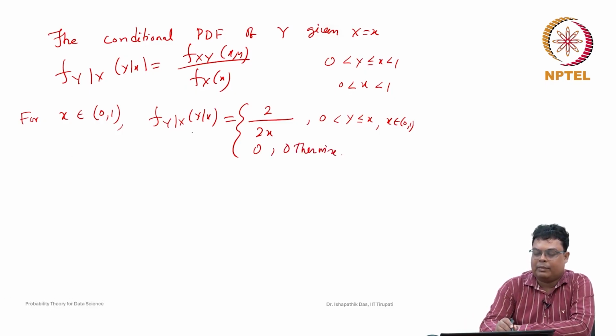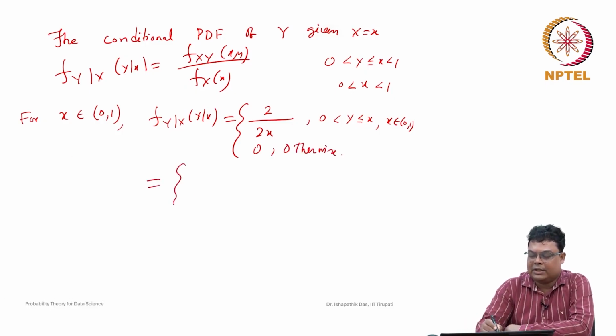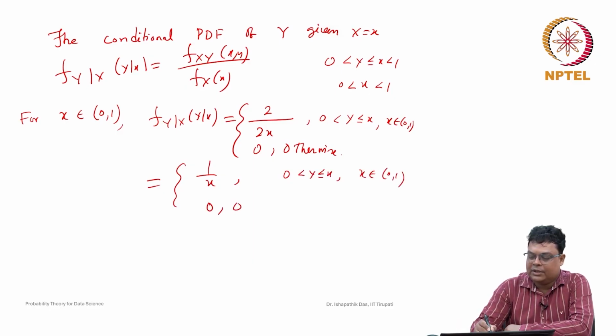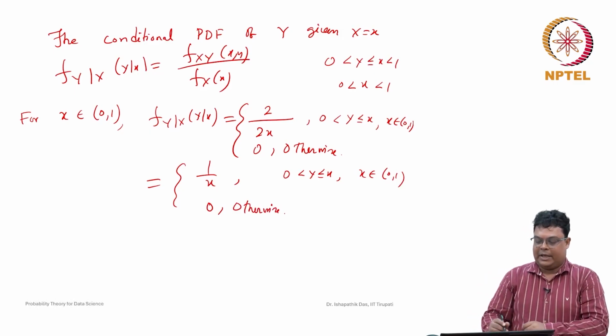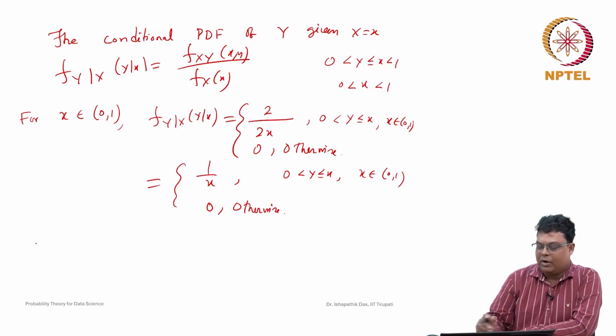So for x belonging to (0, 1), this is 1 by x. This is nothing but a uniform distribution, 0 less than y less than or equal to x for a particular value of x in (0, 1), and 0 otherwise. This is the conditional probability density function of y given x. Hence we can find the conditional mean.